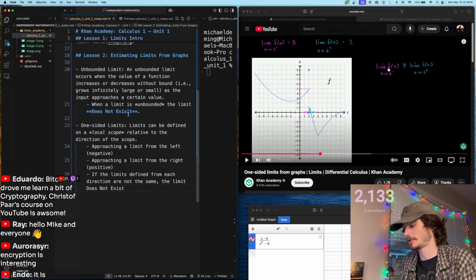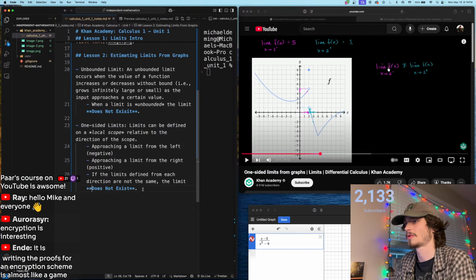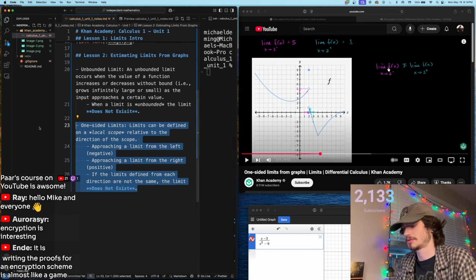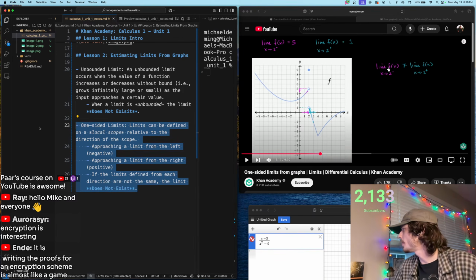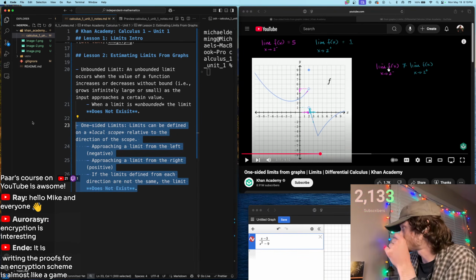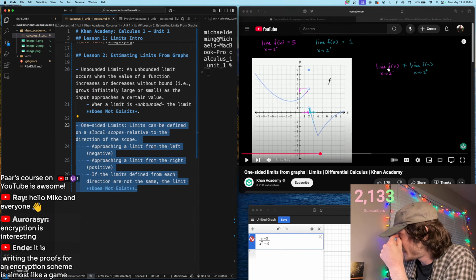Doesn't exist, right? Something like that. So let's take this, throw it into the orb, and see what it has to say about that definition. You're on the right track. Here's a refined version. A one-sided limit describes the behavior of a function as x approaches a specific value from only one side, either the left or the right.